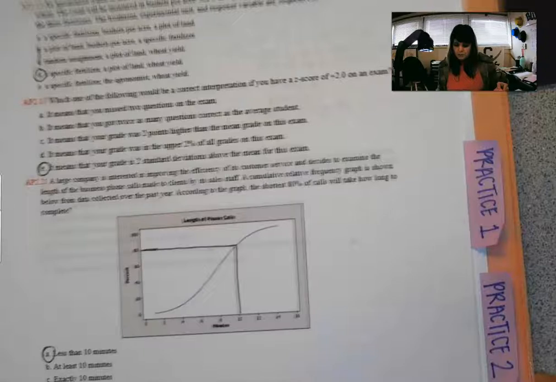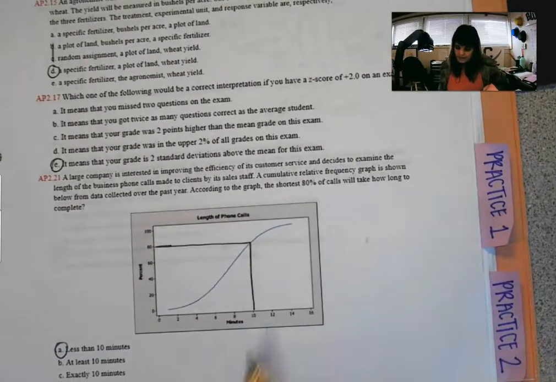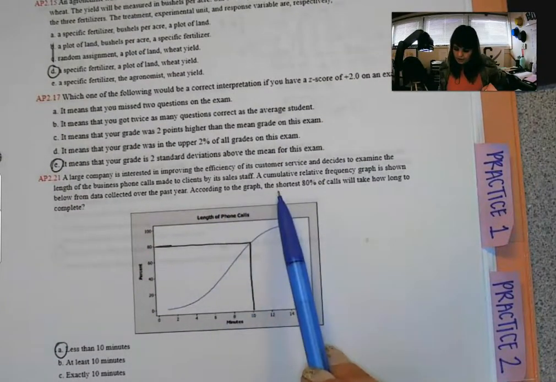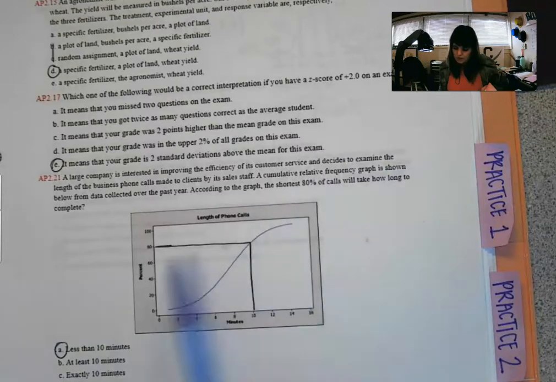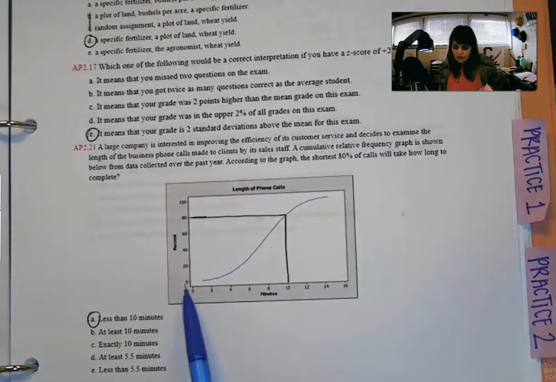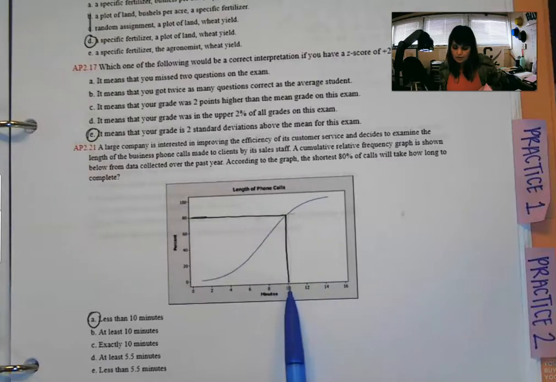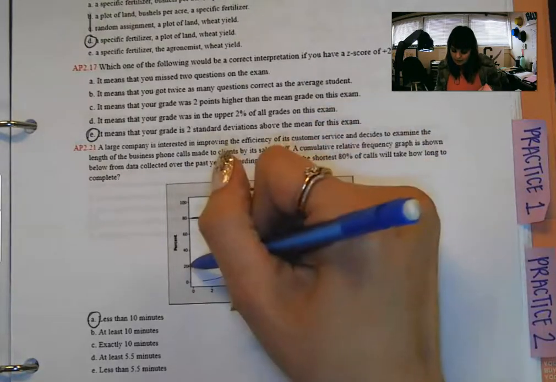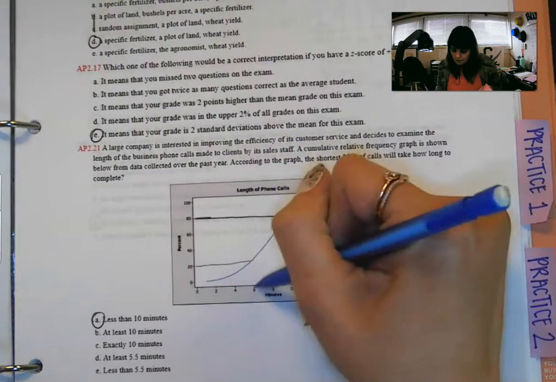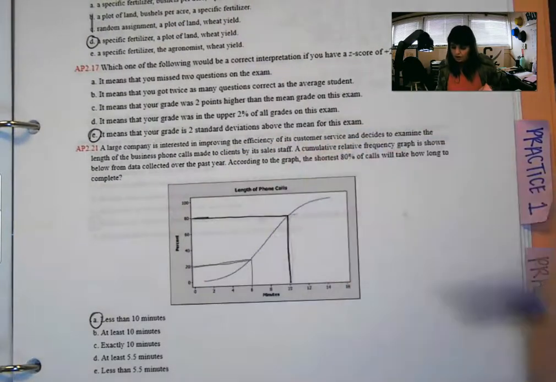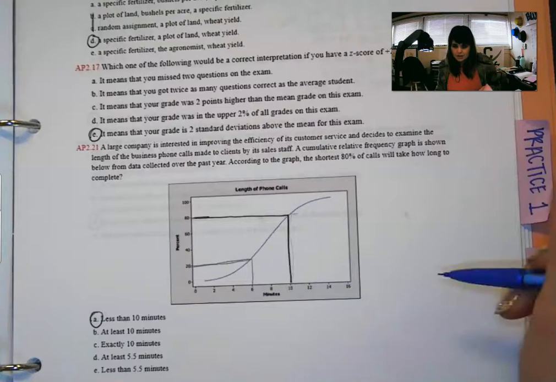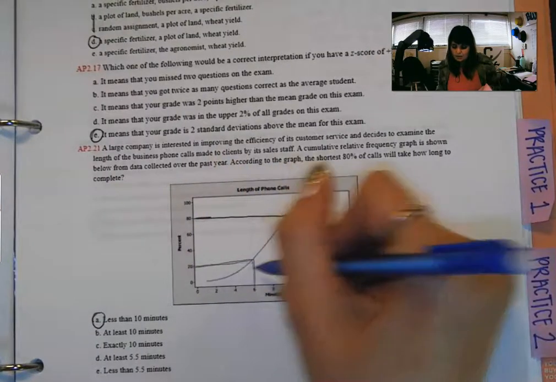On this bottom one, they're asking, according to the graph, the shortest 80% will take how long? Well, this is called a relative frequency graph. So this is 80% of the data. If you match that up to the line and go down, that's 10 minutes. So this means that 20% of the calls lasted about 6 minutes. I know that that line isn't straight, but it's pretty close.